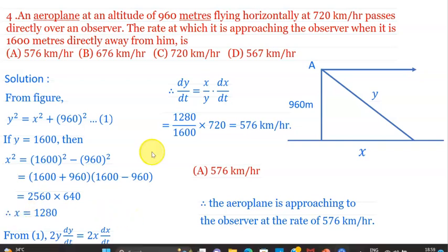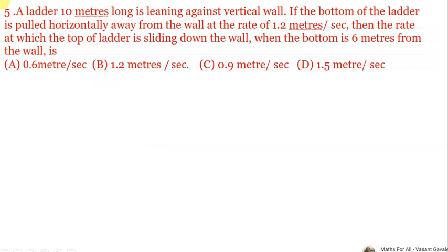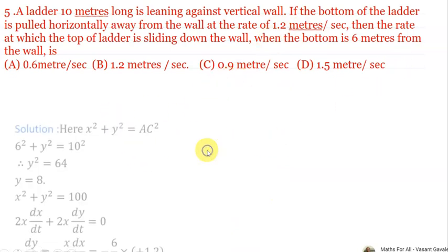Next example. A ladder 10 meters long is leaning against a vertical wall. If the bottom of the ladder is pulled horizontally away from the wall at the rate of 1.2 meters per second, then find the rate at which the top of the ladder is sliding down the wall when the bottom is 6 meters from the wall. We want to find out dy by dt here. Okay, these are the options.